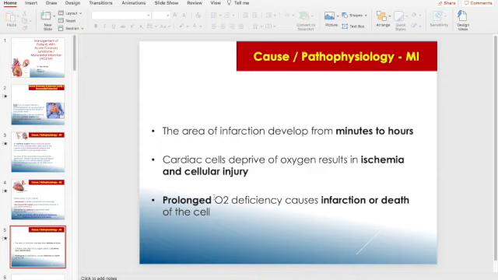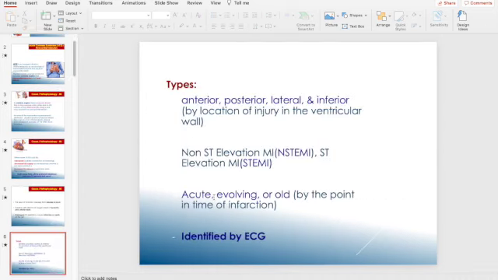You have to know that infarction develops over minutes to hours, and cardiac cells deprived of oxygen result in ischemia. When there is no oxygen, there will be ischemia and cellular injury. Prolonged oxygen deficiency can cause infarction or death, what we call myocardial infarction. You have to understand that we have different types of myocardial infarction, like anterior, posterior, lateral, or inferior, based on the location of the injury in the ventricular wall.